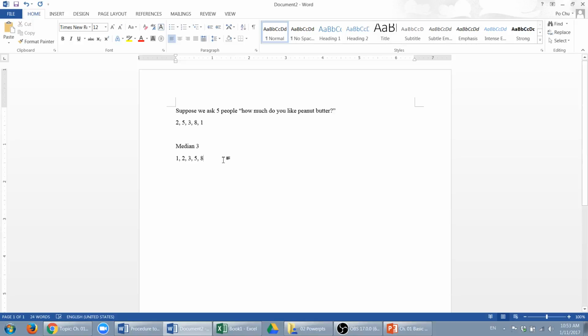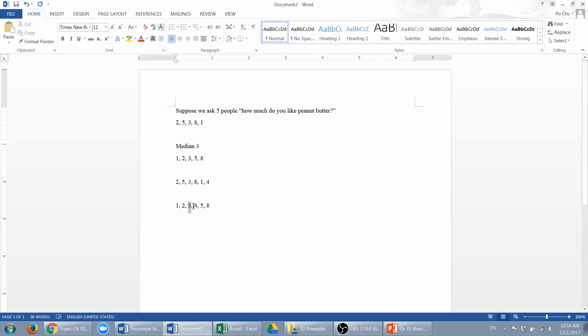But suppose we have 6 people. Okay, so suppose the data is 2, 5, 3, 8, 1, and 4. Suppose we ask 6 people. Now, how do you calculate median? The first step is still rank order. So 1, 2, 3, 4, 5, and 8. Now we have 6 numbers.